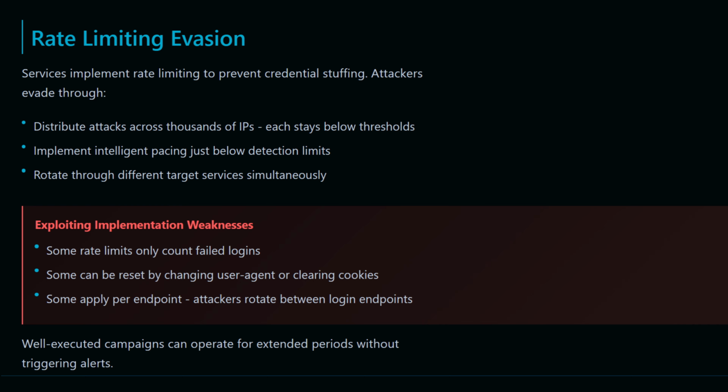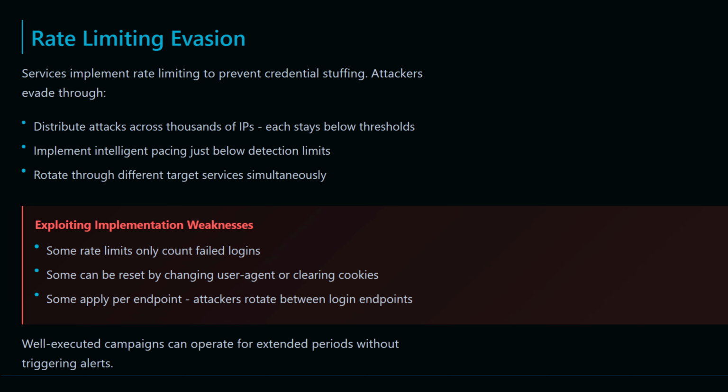Services implement rate limiting to prevent credential stuffing, limiting how many login attempts can be made from a single IP address in a given time period. Attackers use several techniques to evade this. They distribute the attacks across thousands of IP addresses to stay below the rate limit thresholds, implement intelligent pacing staying just below detection thresholds, and rotate through different target services, testing credentials against multiple sites so no single site sees enough volume to trigger alerts.